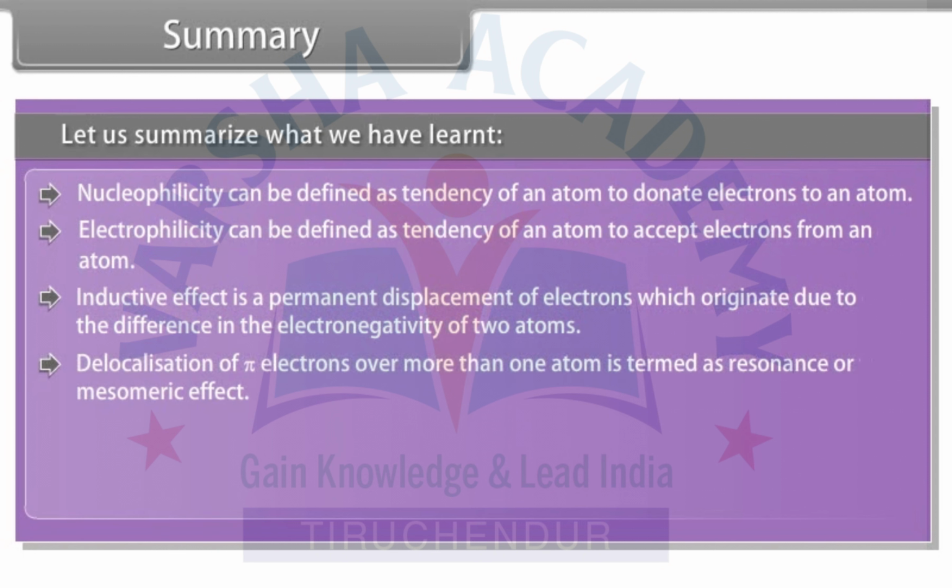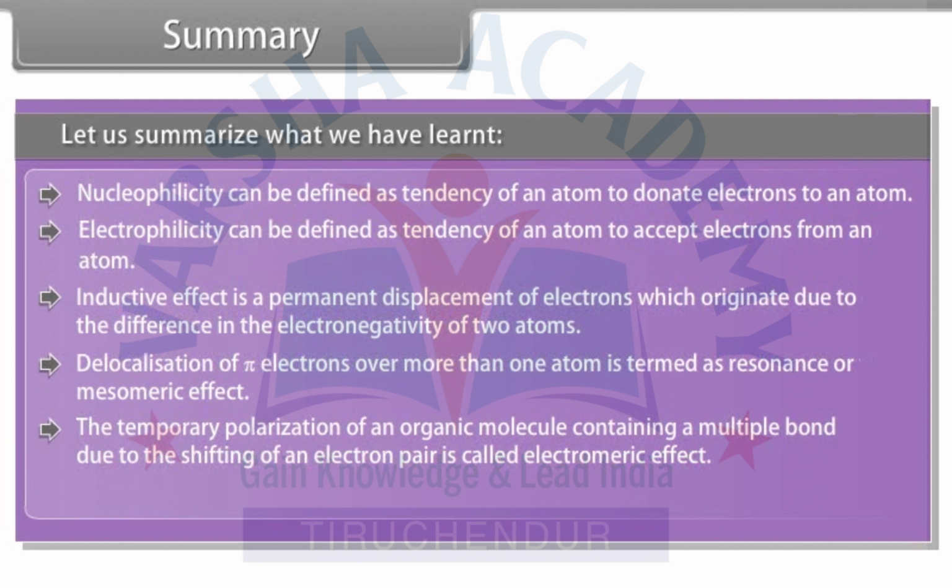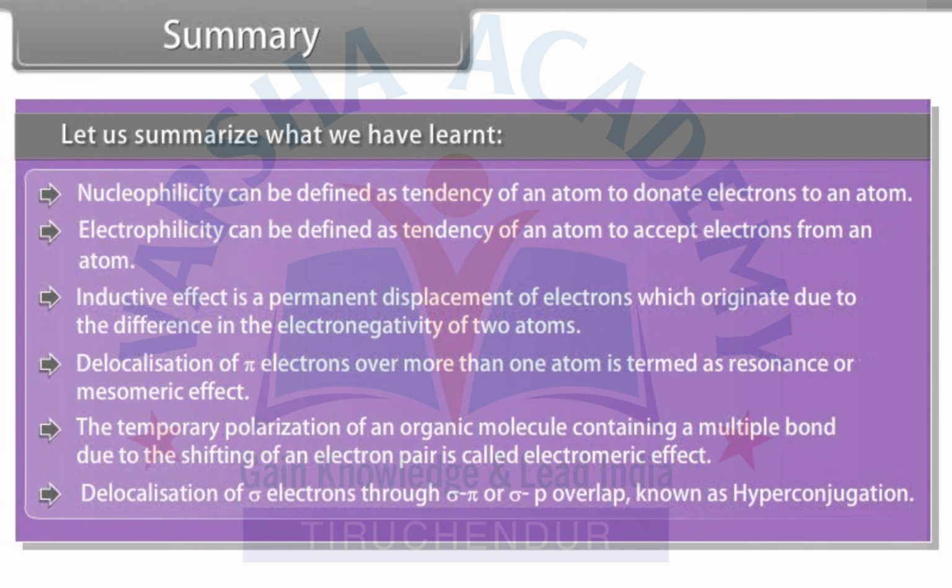Delocalization of pi electrons over more than one atom is termed the resonance or mesomeric effect. The temporary polarization of an organic molecule containing a multiple bond due to the shifting of an electron pair is called the electromeric effect. Delocalization of sigma electrons through sigma-pi or sigma-p overlap is known as hyperconjugation.